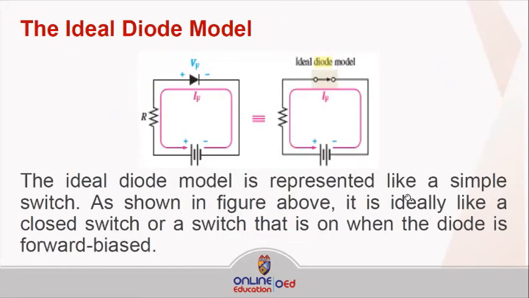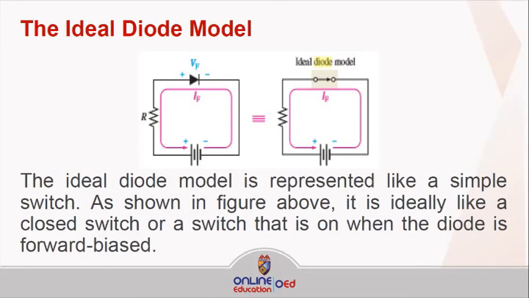Okay, next. Okay, now we will discuss the ideal diode model. Okay, ito yung mga ideal model ng diode. Ideal diode model. The ideal diode model is represented like a simple switch. As shown in the figure above, it is ideally like a closed switch or a switch that is on when the diode is forward biased.